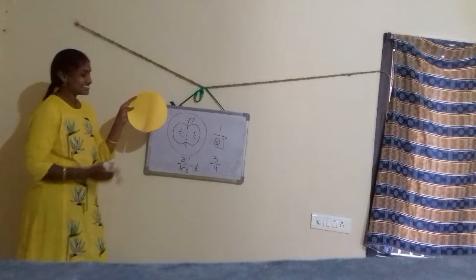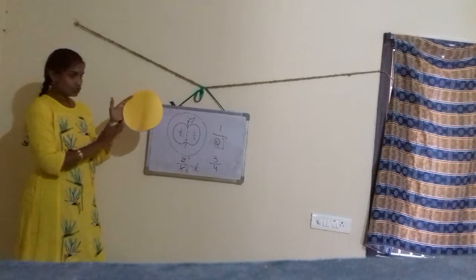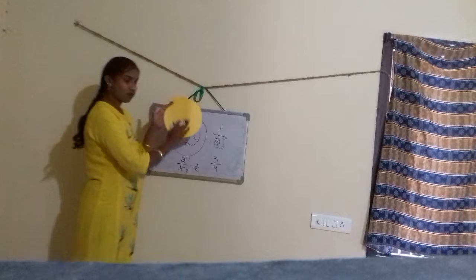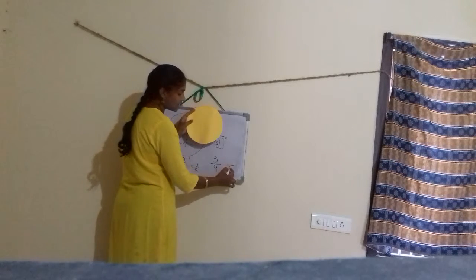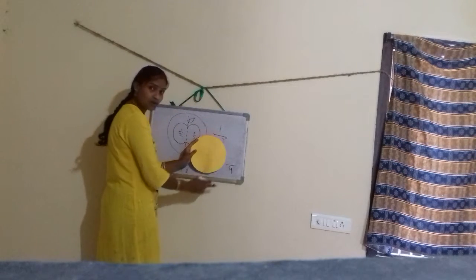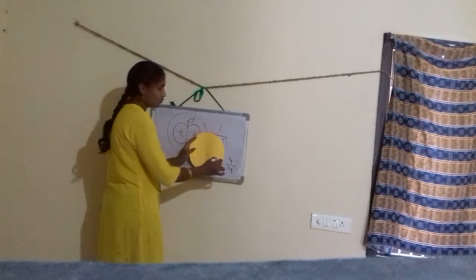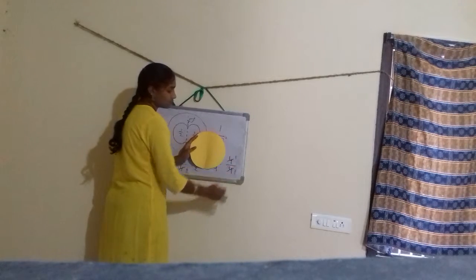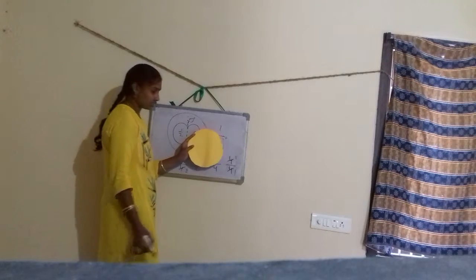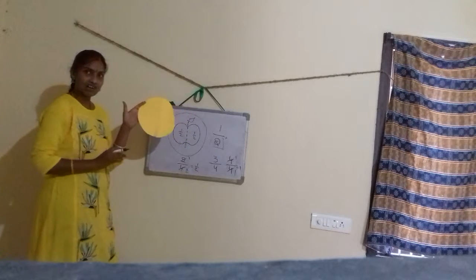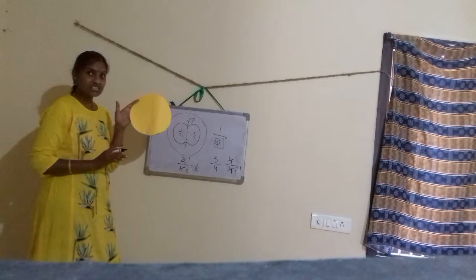Now see this. The whole part is yellow color. That is 4 by 4. Total parts are 4, and the yellow color parts are 4. 4 ones are 4. We got the whole part. Now you understand what a fraction is?